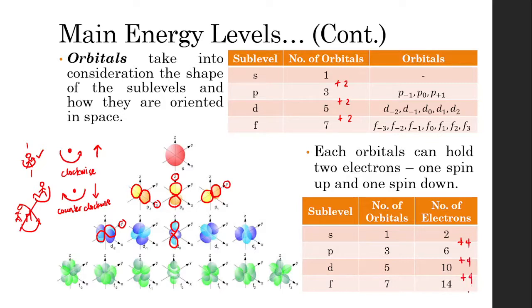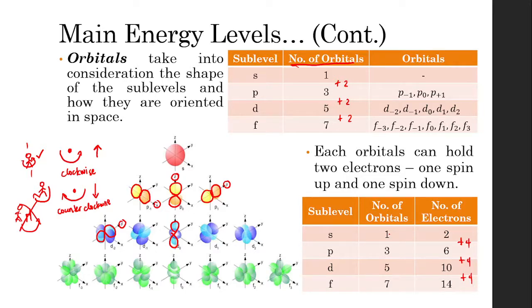So that's another thing that I want you guys to remember. For each sublevel, the number of orbitals increases by 2. For each sublevel, the number of electrons increases by 4. You start with 2 and then you keep increasing by 4.